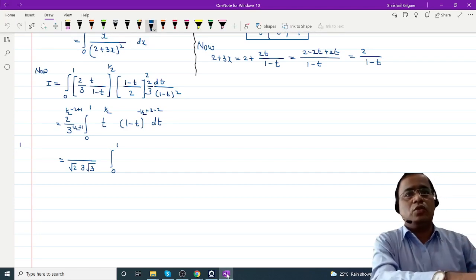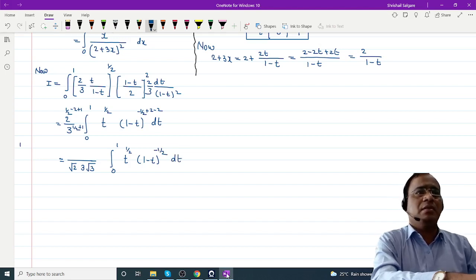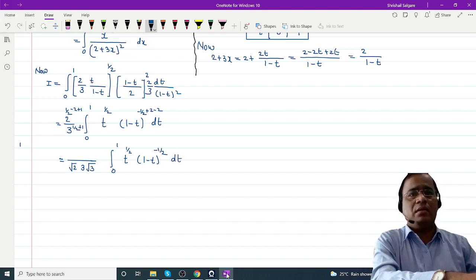Okay, 0 to 1, t raised to 1 by 2 and 1 minus t raised to minus 1 by 2. So confirm the steps because my calculations may be wrong. Yes, anyone can confirm whatever I have written, it is correct. Yes, sir. Okay. So it can be written further as 1 upon 3 into root of 6. And here you have to make the adjustment.